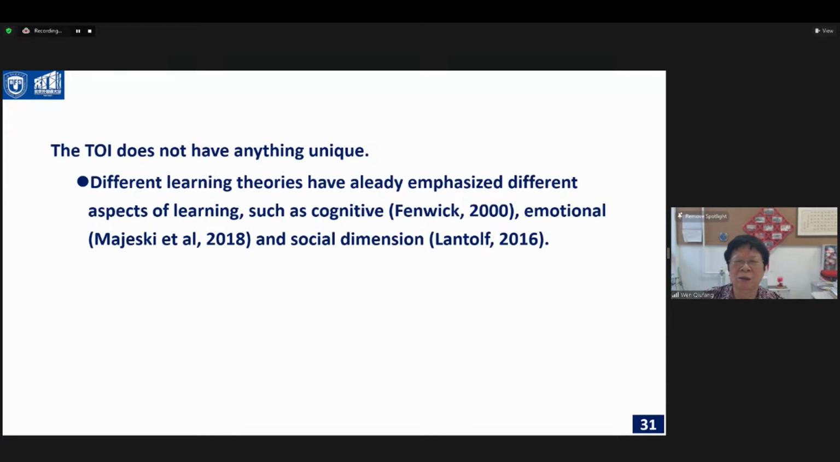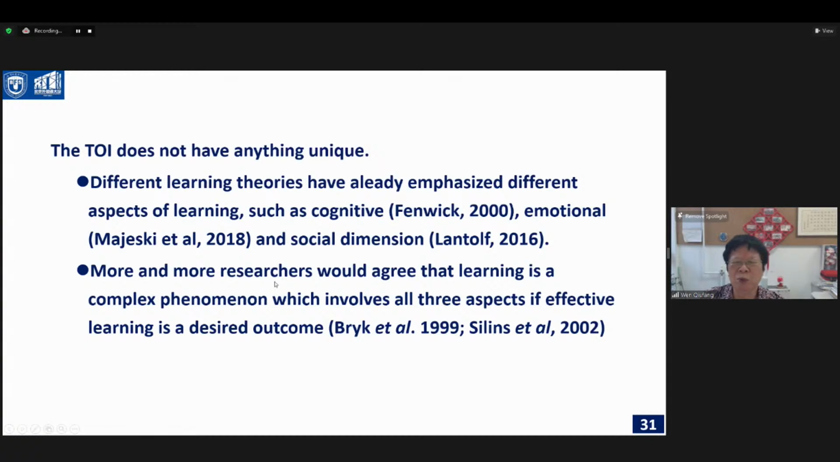Now, actually, the TOY does not have anything unique. We understand learning is complex, and so we need different dimensions to work. For example, different learning theories have already emphasized different aspects of learning, such as the cognitive, emotional, and social dimensions. And more researchers would agree that learning is a complex phenomenon which involves all three aspects if effective learning is a desired outcome.